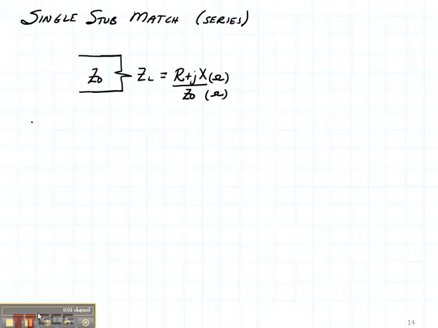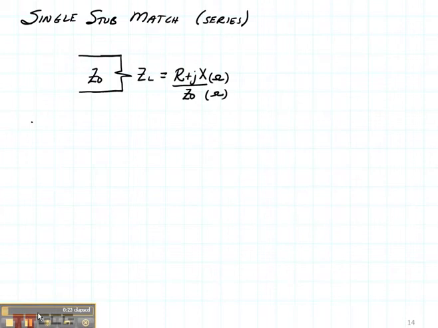Now, if you have understood the lecture so far, you have all of the tools that you need in order to design a single stub matching network. We're going to do a series example here. The thing that we need to do now is put these various pieces together to design a single stub matching network. So let's assume that we have a load that is R plus jX.